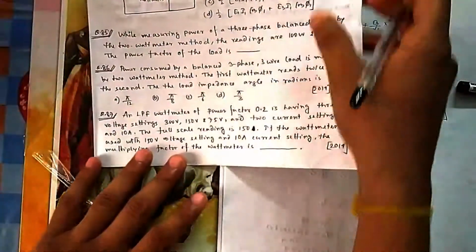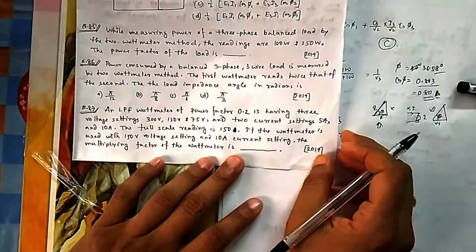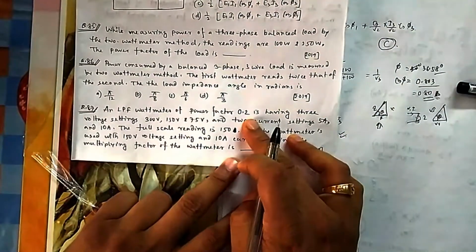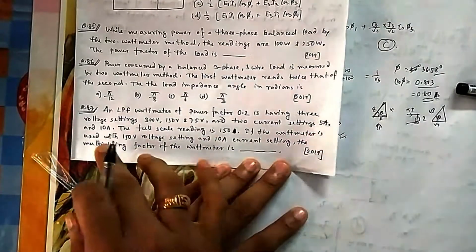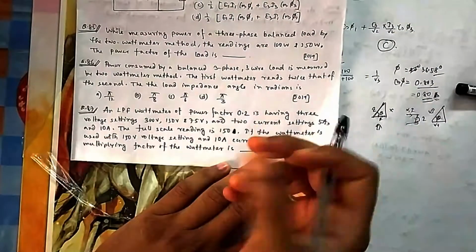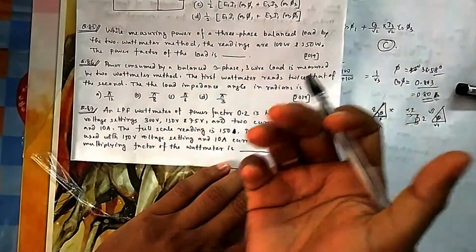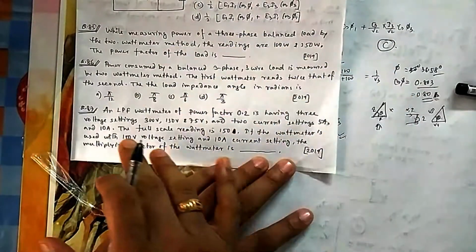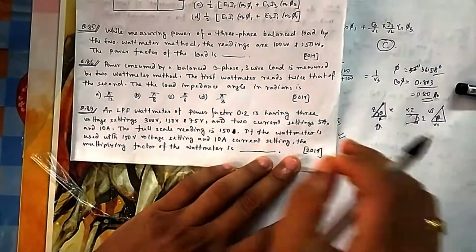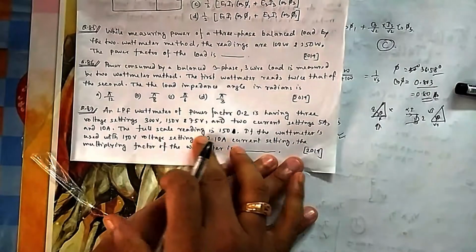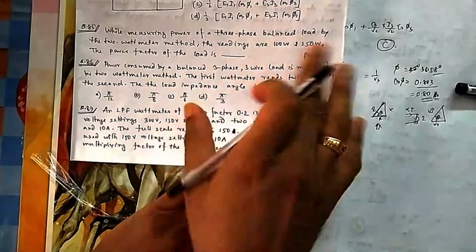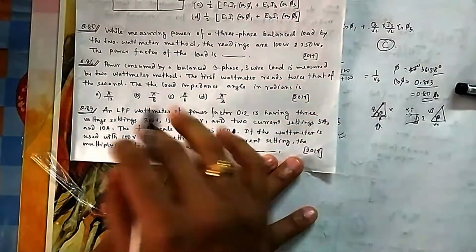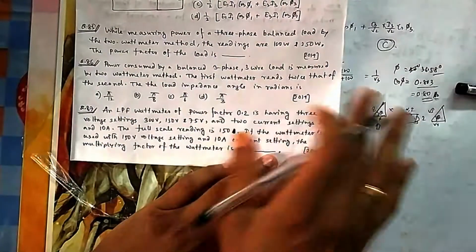Now if you come to 87, a low power factor wattmeter of power factor 0.2 has 3 voltage settings and 2 current settings, 5 ampere and 10 ampere. We have seen this type of settings on the wattmeter backside, or on the upside in some wattmeters. You can set the voltage range and current range, and the full scale reading is 150, that is, the highest point of the scale is 150.